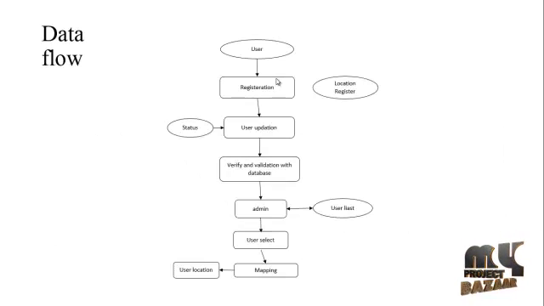Data flow diagram. In the data flow diagram, first the user makes a registration, and the location is registered in it. After that, the registration can be updated related to the user status, whether active or idle. The verification and validation process can be done related to the database. The verification and validation process is done by an admin, using a certain ID and password to log in.